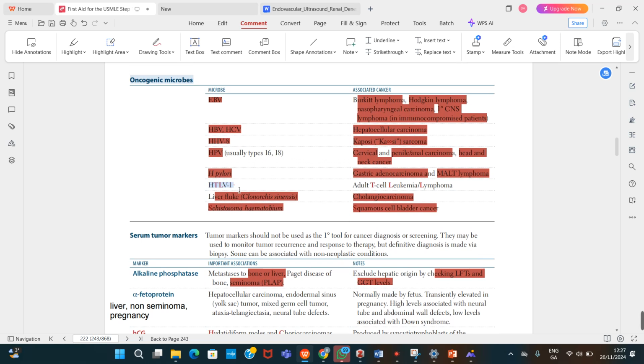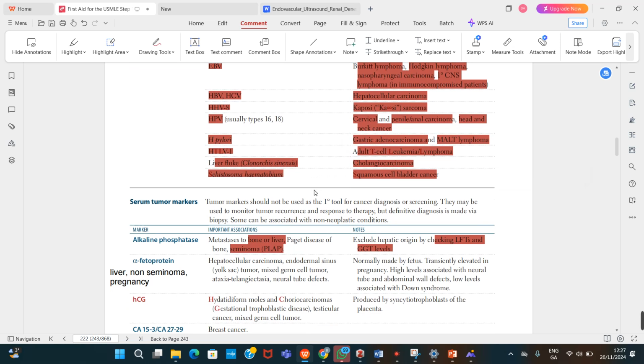HTLV, which is human T-lymphotropic virus, is also a cause of adult T cell leukemia and lymphoma, where you will be seeing the Sézary bodies. I should have asked that question. Who wants to describe the Sézary bodies to us?